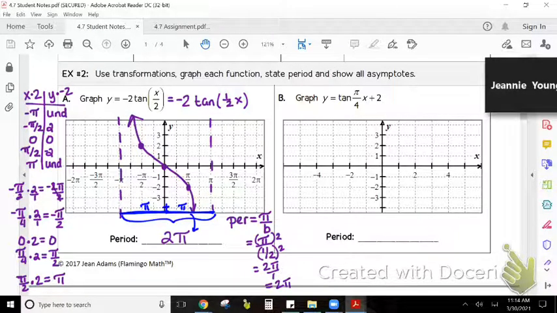All right, and so let's do b. Is there anything that's going to affect my x's? Yeah, the pi over 4 is going to affect my x's. No, the plus 2 won't, because it's not in parentheses with the x. If anything's being added or subtracted and it's going to affect the x, I'll put it in parentheses. That's going to be my d value, not my c value. Okay? So what are we going to do to our x's?